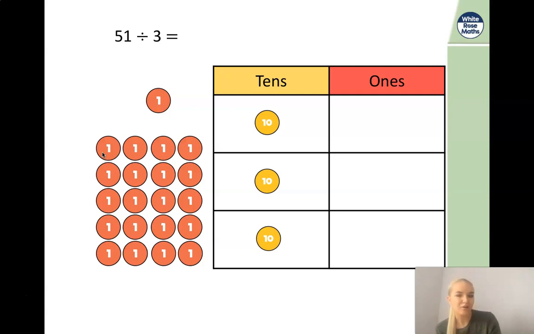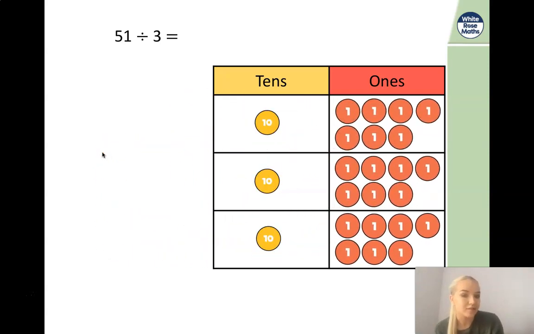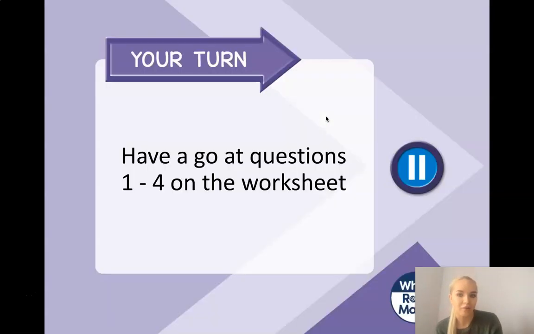Now we already know, looking at our times table knowledge, that 21 divided by 3 is 7. Now we can check this by having a look to see if we have got 7 ones in each box, because then we know we've split it correctly. We can see we've got 1 ten and 1, 2, 3, 4, 5, 6, 7 ones in each row. So 51 divided by 3 is 17. Well done if you got that one right. Now it's your turn to have a go at questions 1 to 4 on the worksheet. So pause the video here and have a go at these, please.